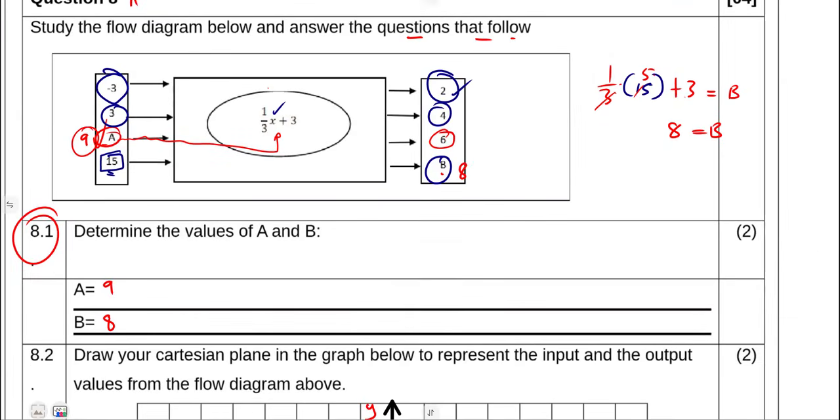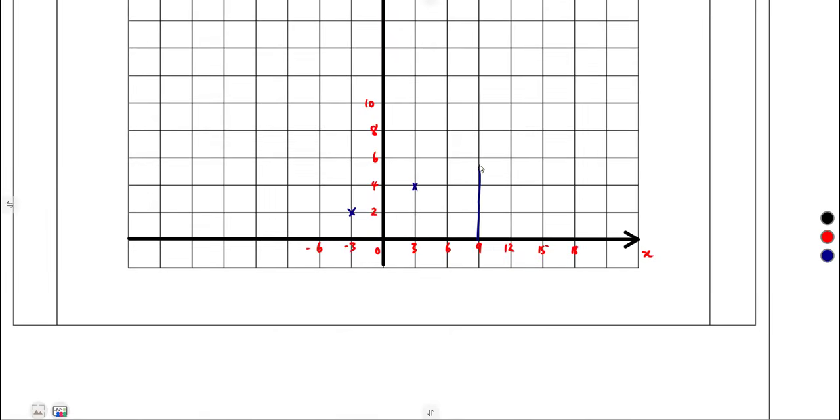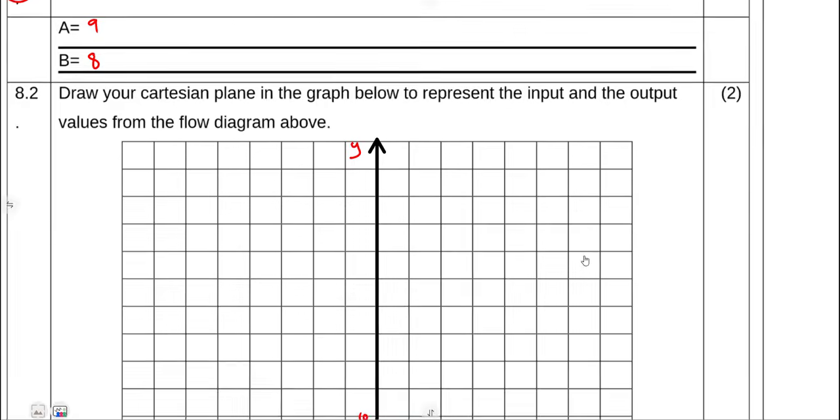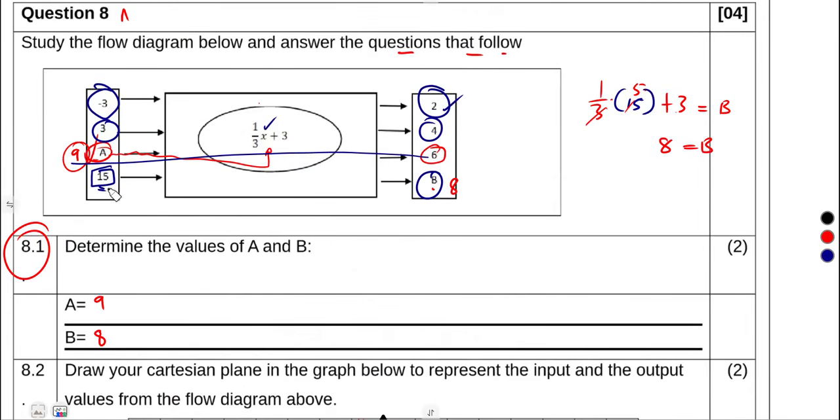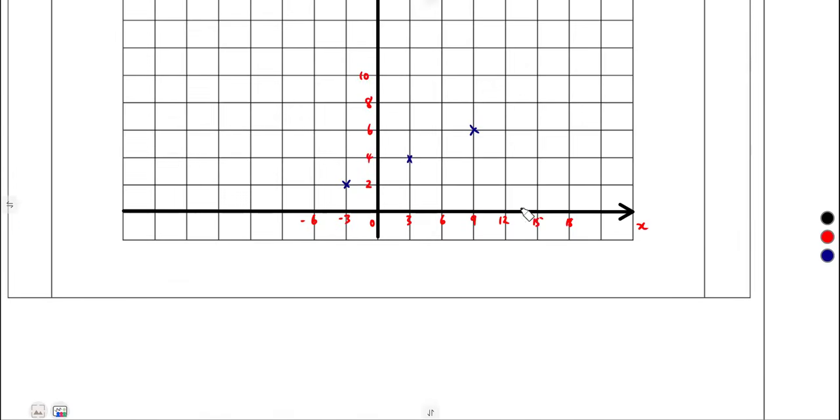So remember the value of A, we got 9, which corresponds with 6. So that's 9 versus 6. Where they meet, you mark a point. And the last one is for 15, and the output was 8. So 15 for x, y is 8. 15 versus 8. Where they meet, you mark a point. So they're going to meet somewhere here.